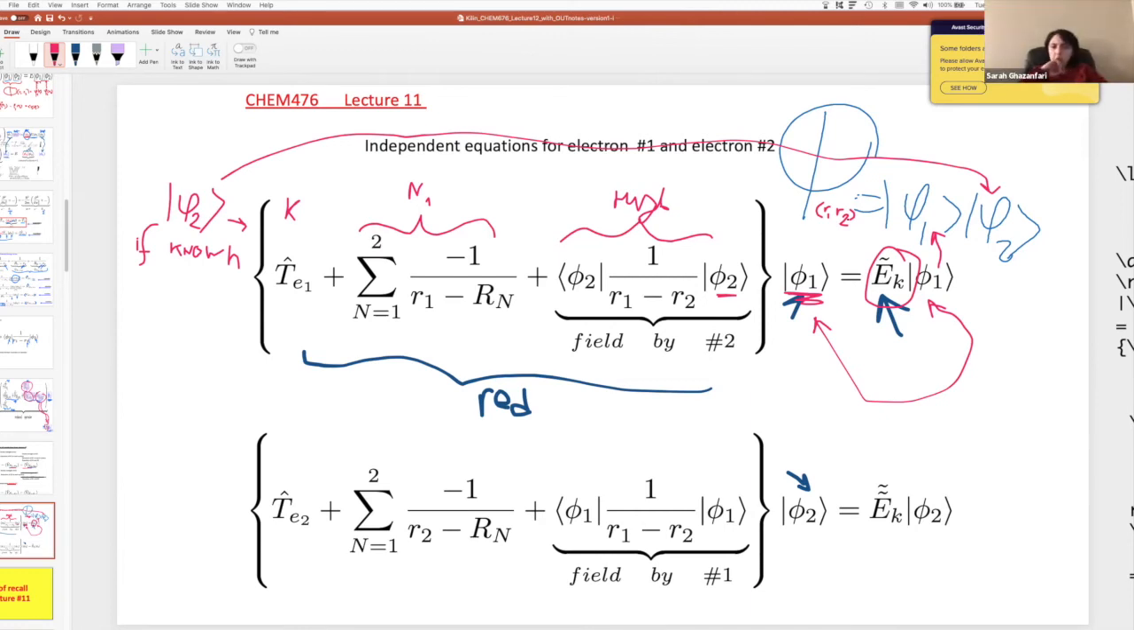Well, according to your words, the aim of this equation is finding the phi 1 value, and I guess that we have some kinetic energy and some operator, and then if the phi 2 is known, then we can find phi 1. Okay, very good, very good. Yeah, thank you.